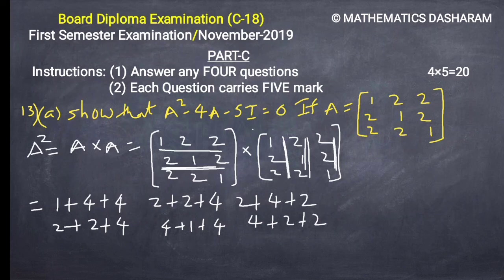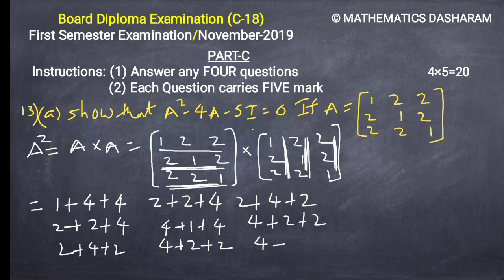Second row with the third column: 2 twos are 4, 1 two is 2, 2 ones are 2. Next, third row with the first column: 2 ones are 2, 2 twos are 4, 1 two is 2. Third row with the second column: 2 twos are 4, 2 ones are 2, 1 two is 2. Third row with the third column: 2 twos are 4, 2 twos are 4, 1 one is 1.